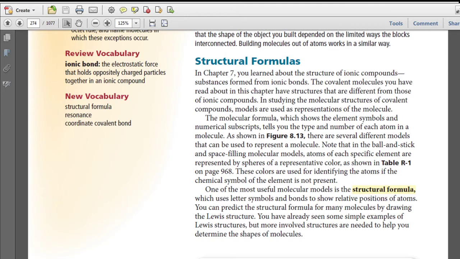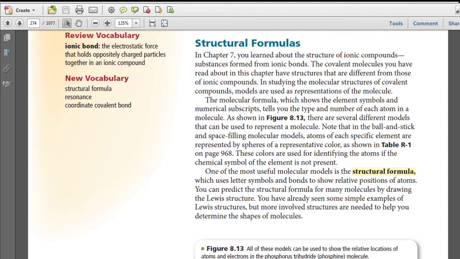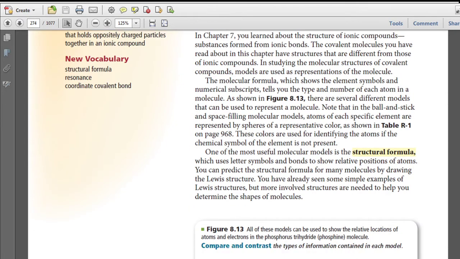The molecular formula, which shows the element symbols and the numerical subscripts, tells you the type and number of each atom in a molecule. If we look at figure 8.13, there are several different models that can be used to represent a molecule. Note that in the ball and stick and space-filled molecular models, atoms of each specific element are represented by spheres of a representative color. These colors are used for identifying the atoms if the chemical symbol of the element is not present.